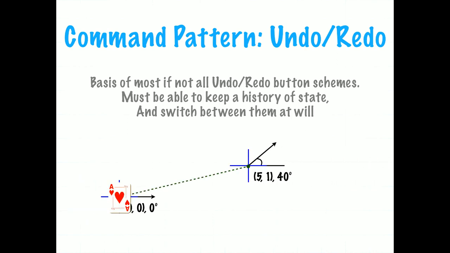So here's the demo for this. So here's our tween again. What we're going to want to do is move the card, have an undo button pop up, undo that movement, and then redo that movement. This is our test case. So how do we do this?